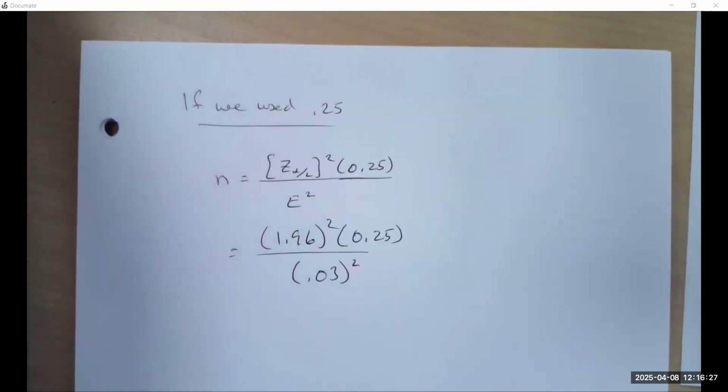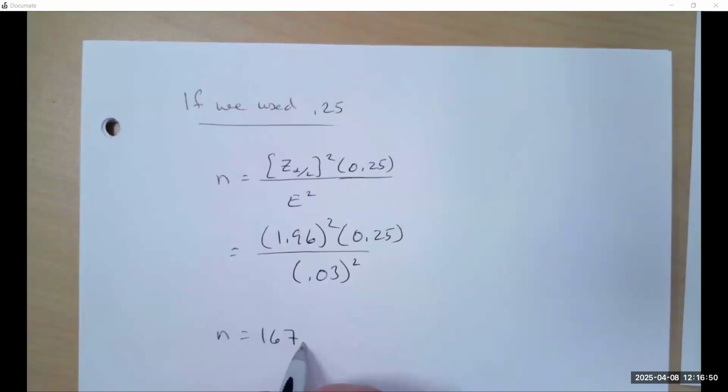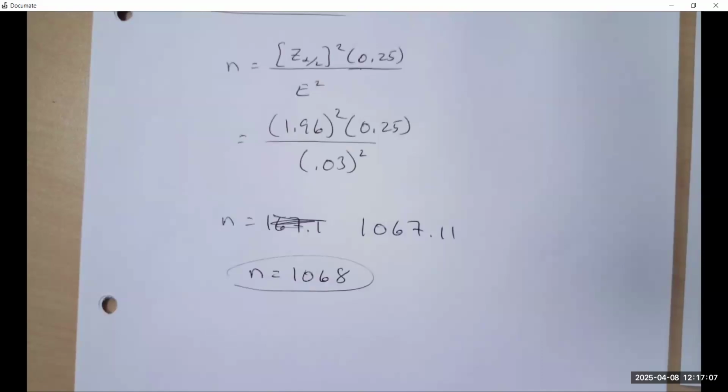So 1.96 squared times 0.25 divided by 0.03 squared. I'm sorry, 1067.11. So our N is 1068. Big change of numbers.